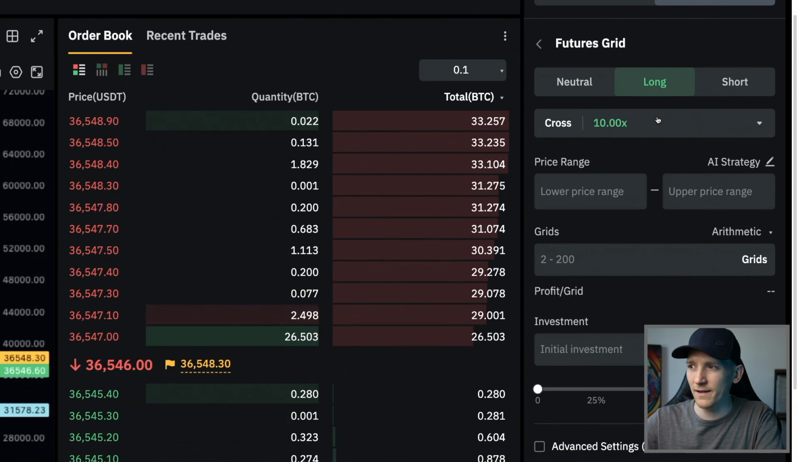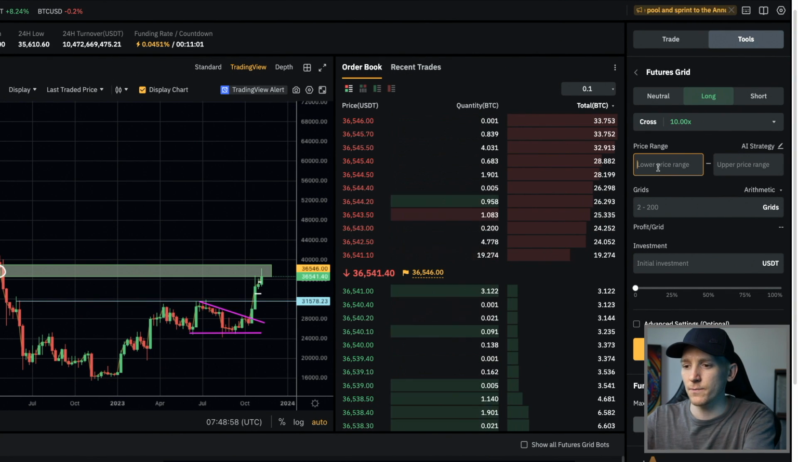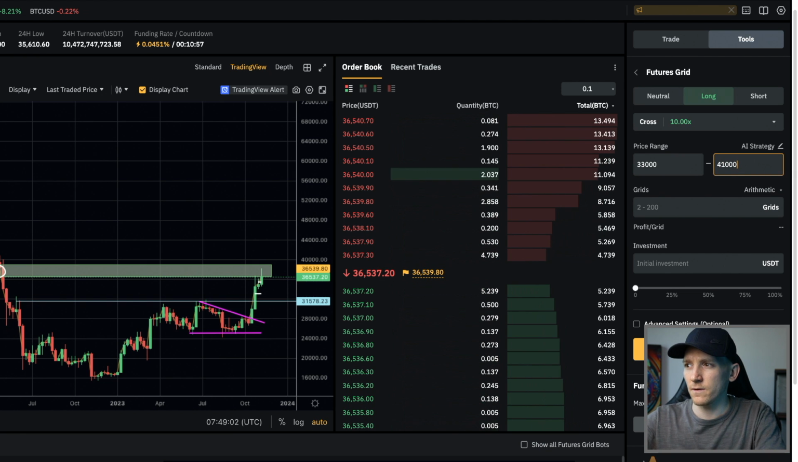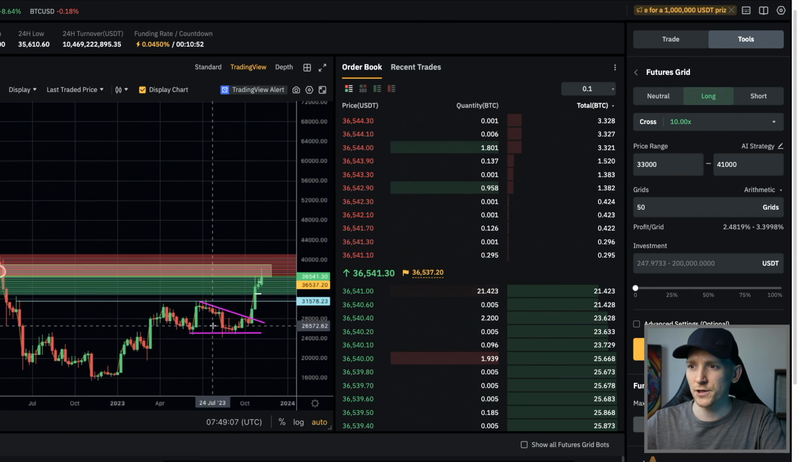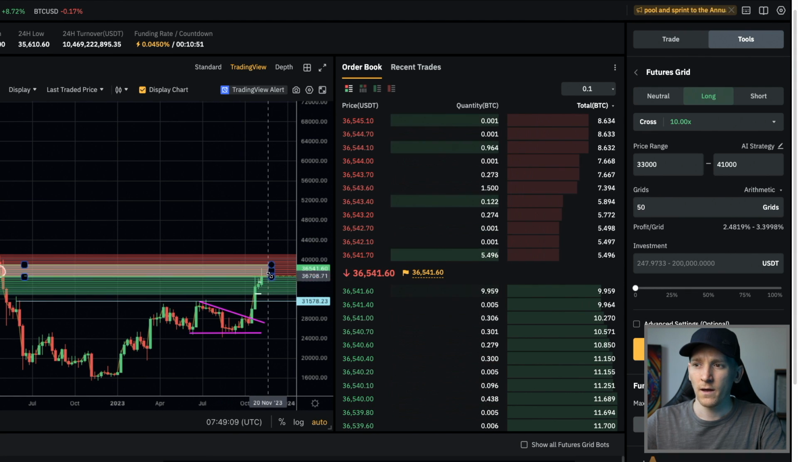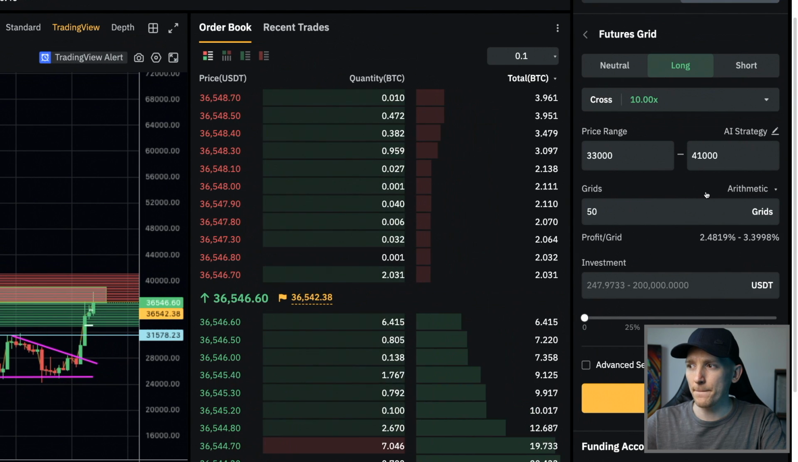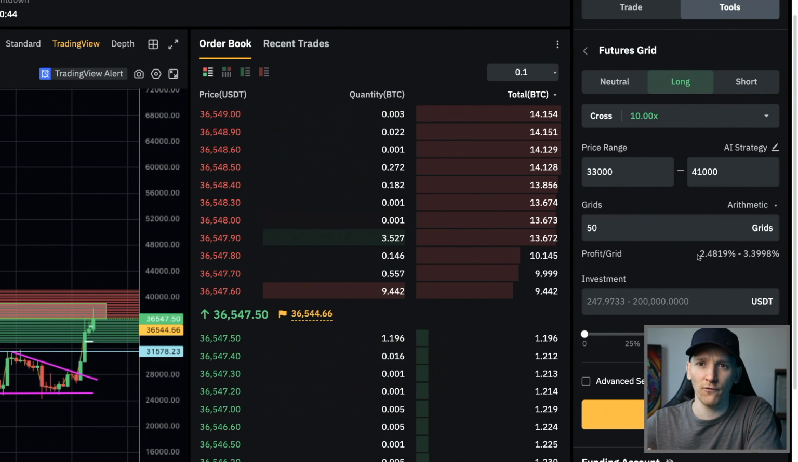We'll just go long as an example here. So cross, what's the price range? We are going to trade between 33,000 and 41,000, and then we'll just do 50 grids like this, and that should populate right here. Okay, so we're just trying to take advantage of volatility within that range, and you can see the profit per grid is around 2.5 to 3.4%.